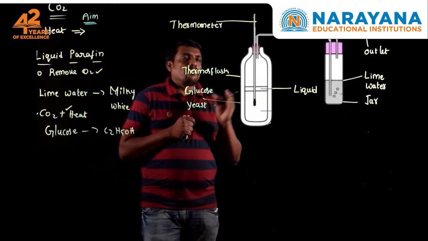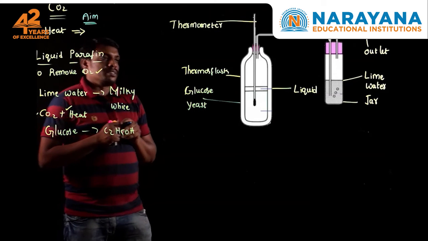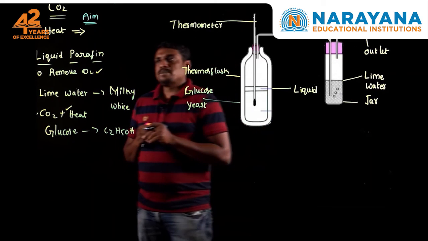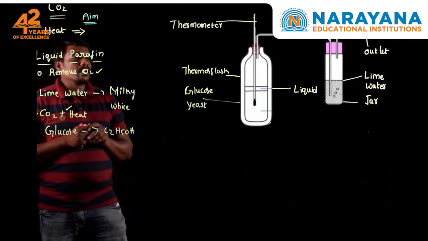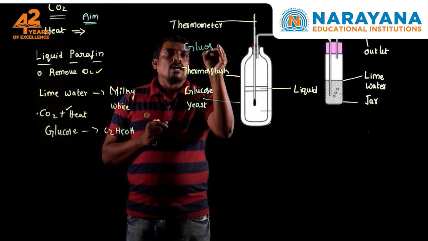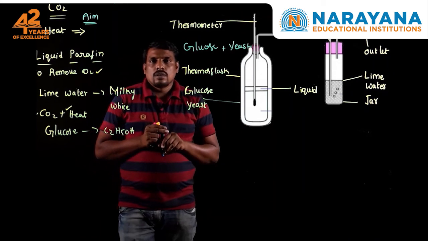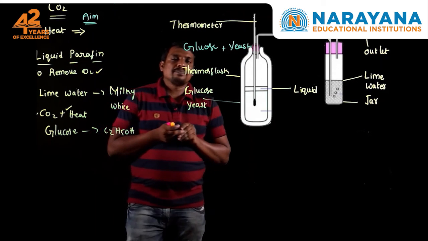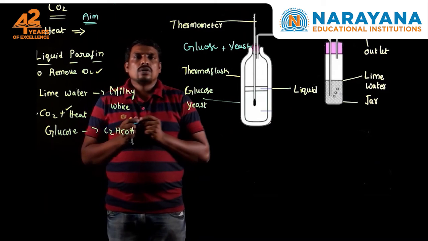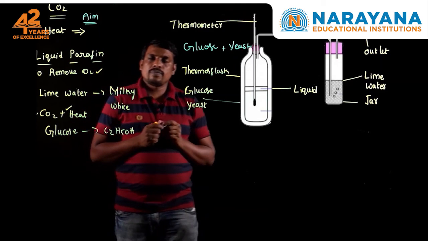Procedure, first of all, arrange the apparatus as shown in the figure. After that, let us observe the experiment. In the thermos flask, as you know, we have to take a glucose solution, along with it we have to add yeast cells to this glucose solution. Leave this experiment for a few minutes. Upon the surface of the solution, we have to take a liquid paraffin solution to remove the excess gases present in the thermos flask. Clear, students?